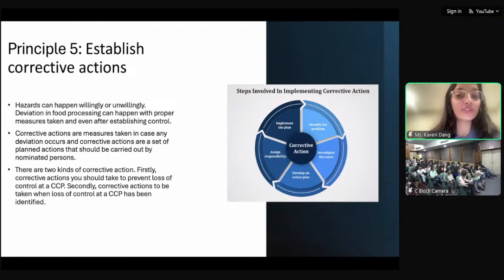And then for that, we need to assign responsibility. We cannot just make promises in the air that we would be doing this, we would be doing sanitation. We need to make people accountable. We need to assign responsibility to specific personnel who will be taking care of the steps, and then we need to implement the plan. Once the plan is implemented, you go back and verify that this plan has taken place, and that's how you establish a corrective action.